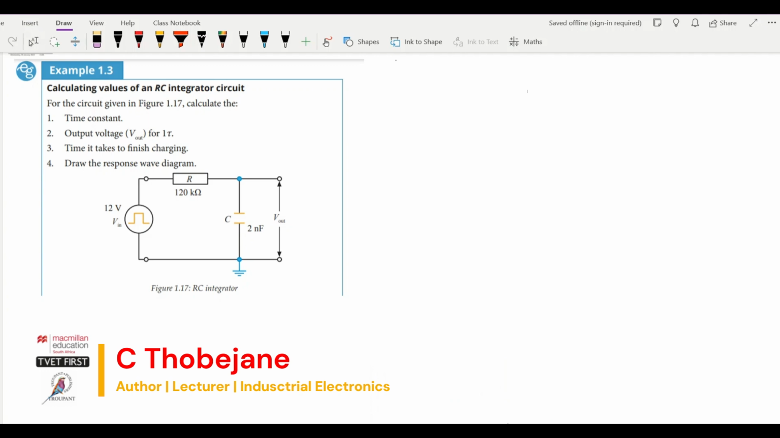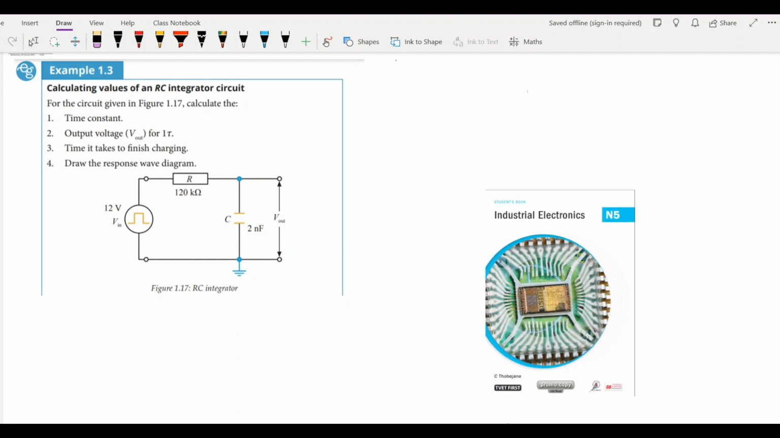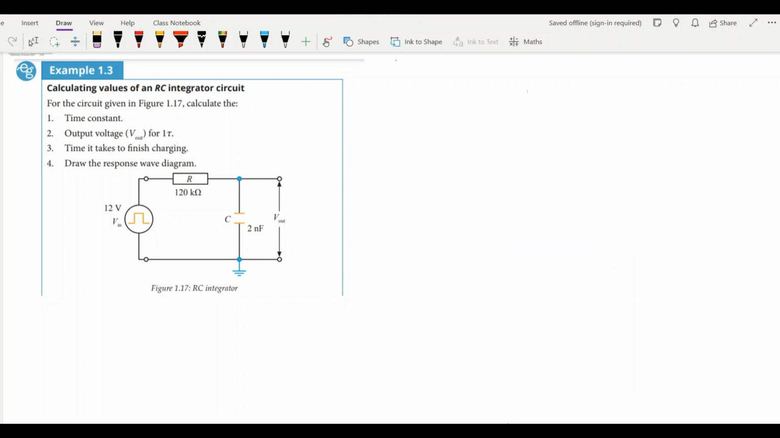I'm C. Thobejane, and in today's session we'll be looking at industrial electronics N5 under the topic of RC and RL circuits. We'll be focusing on example 1.3 of the TVET FIRST textbook by Tropent and Macmillan Publishers. In that topic, we'll be looking at RC integrator circuits.